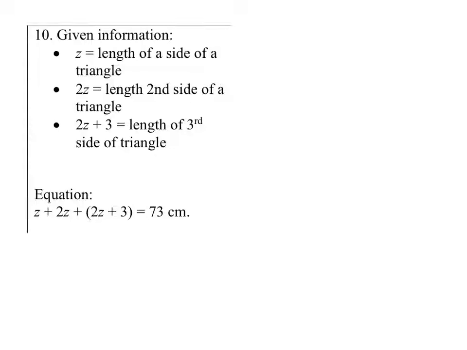Here we got z, which is the length of a side of a triangle. And then we got 2z, which is the length of the second side of a triangle. And 2z plus 3 is the length of the third side of a triangle. And then we got the equation, which is the length of the side plus the length of the second and third sides equals 73 centimeters. So that should be pretty easy to write a sentence about. Let's go and write sentences for all of these. And since there's 4 parts, we should have 4 sentences.